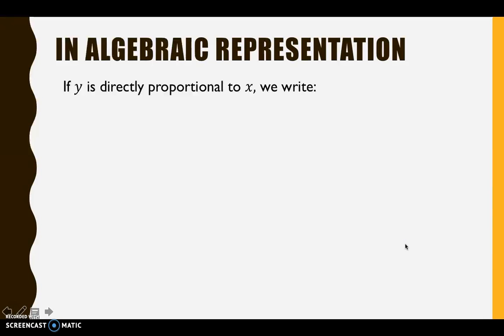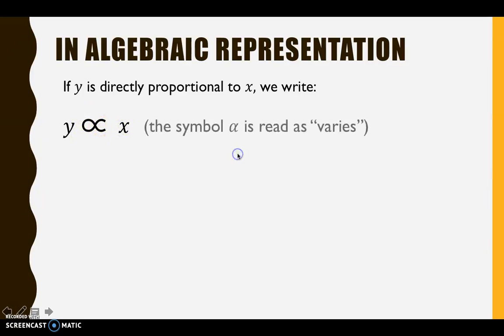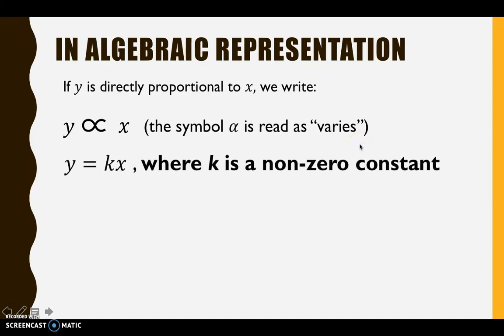So let's take a look at the algebraic representation. Just now I've shown you the graphical representation. What about the algebraic representation? If y is directly proportional to x, we write the symbol y and then this alpha sign, proportional to x. The symbol alpha is read as varies, or directly proportional.